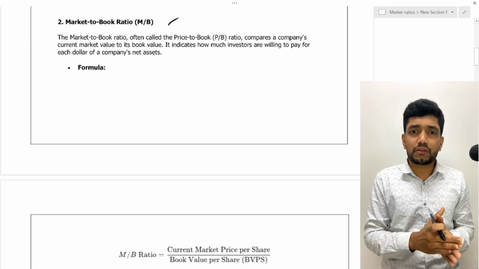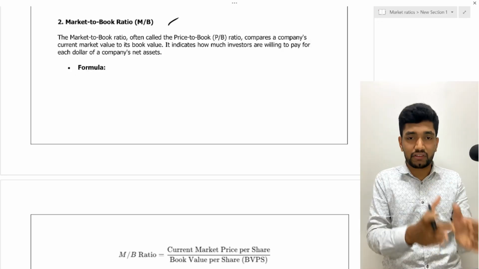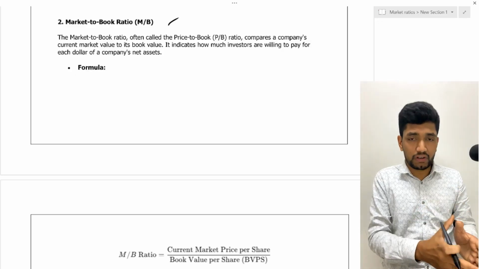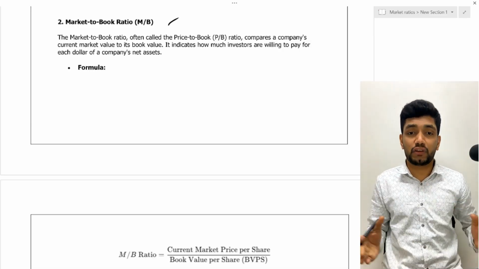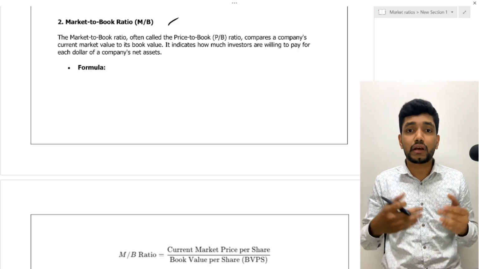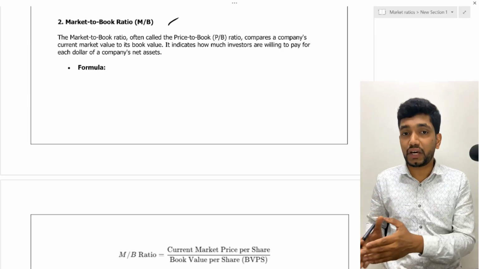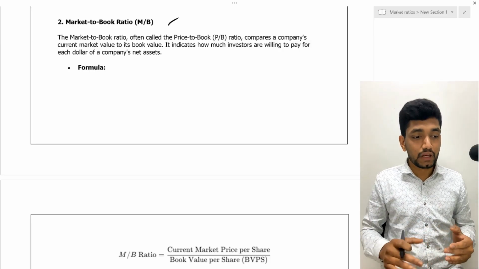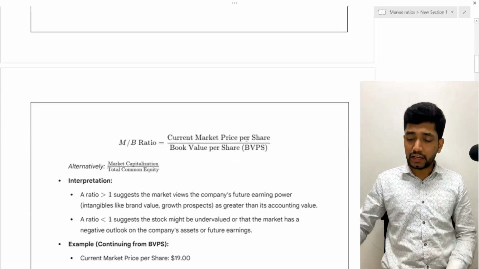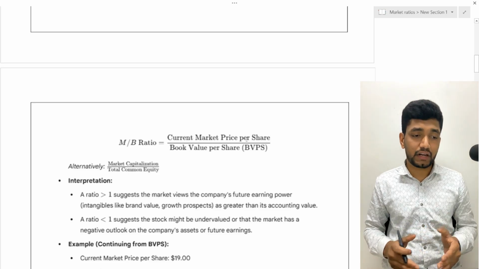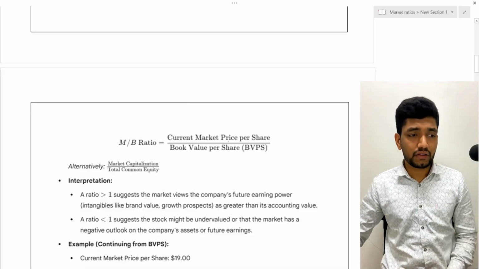So the market to book value ratio analysis will help the investors to assess whether this share is overpriced, underpriced, or fairly priced. And they can make various informed investment decisions, including whether to sell the stock or to buy the stock, or if it is fairly priced, they can hold the stock. The market to book value ratio compares the current market price per share divided by the book value per share. Just look into a case.